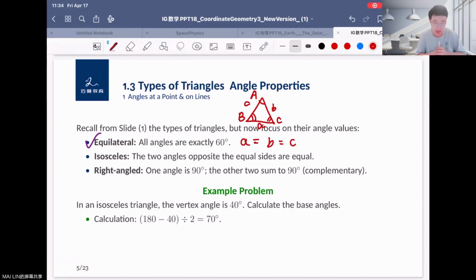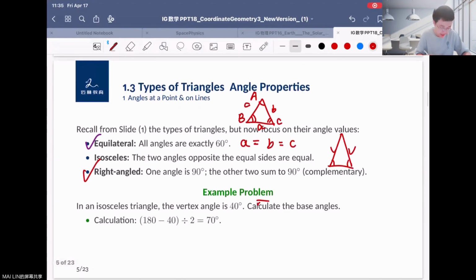Another is called isosceles. We know that isosceles means two sides are equal and the two opposite angles are also equal to each other. And for a right angle triangle, one angle equals 90 degrees and the other two sum to 90 degrees. We can also call these complementary angles. Okay, that is it.